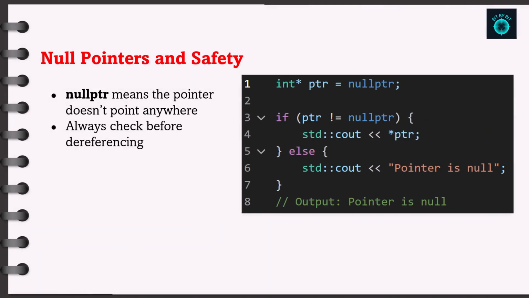Null pointers and safety. When a pointer doesn't point to any memory, it's called a null pointer. In modern C++, we use the keyword nullptr. Dereferencing a null pointer will crash your program. To be safe, always check if the pointer is not null before using it. In this example, the pointer is set to null. We check with an if condition. Since the pointer is null, the program prints "pointer is null".